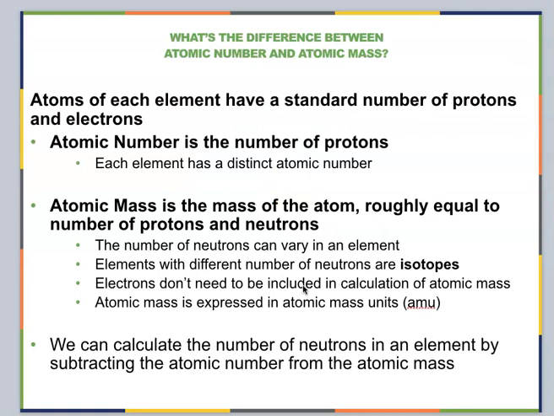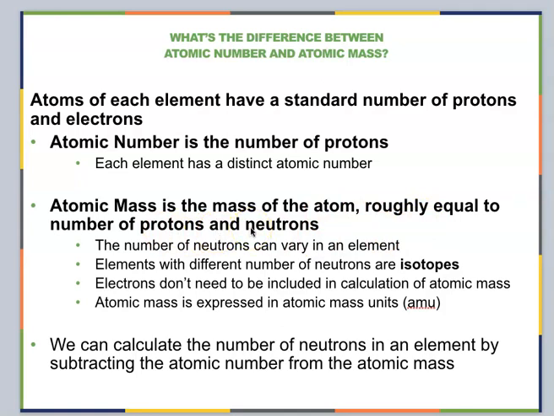The atoms of each element have a standard number of protons and electrons. Okay? And the thing that will change then will be the number of neutrons, and that's going to give us the atomic mass. So if its atomic number is the number of protons, that's the sort of important thing you need to pay attention to. Make sure you understand the definition of it. Each element has a distinct atomic number, and we do this because we like to categorize things and make sure we understand how our world works. Now, the atomic mass is the mass of the atom, which is roughly equal to the number of protons and neutrons. And that's when things get weird, right?